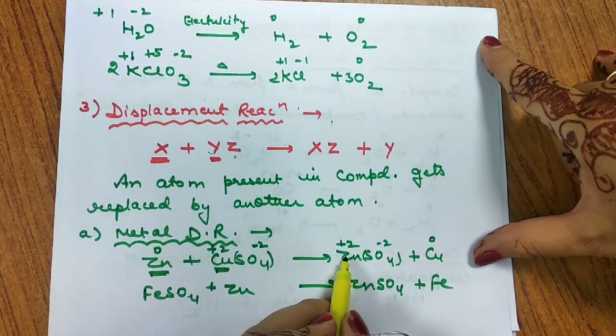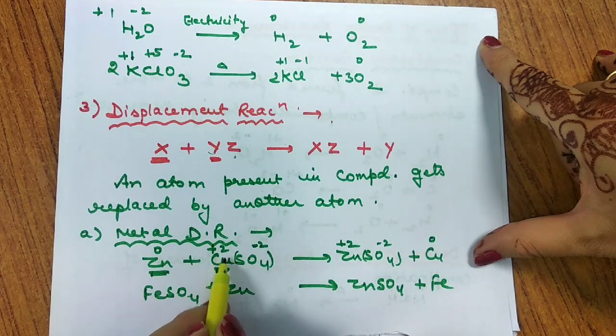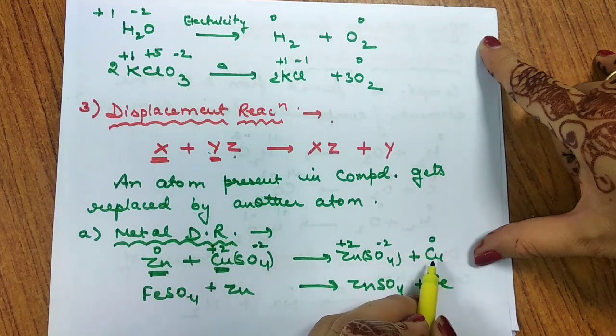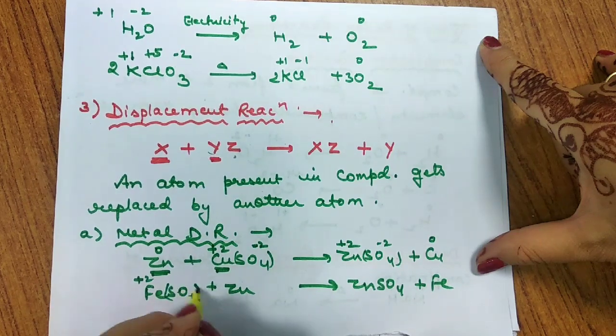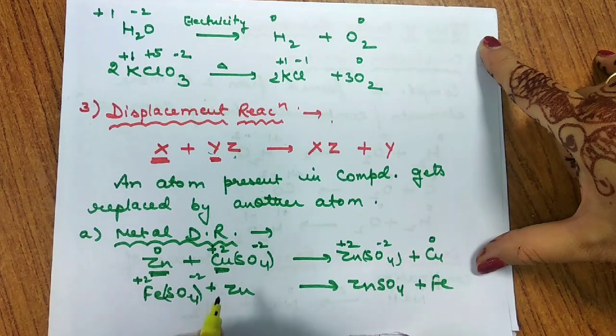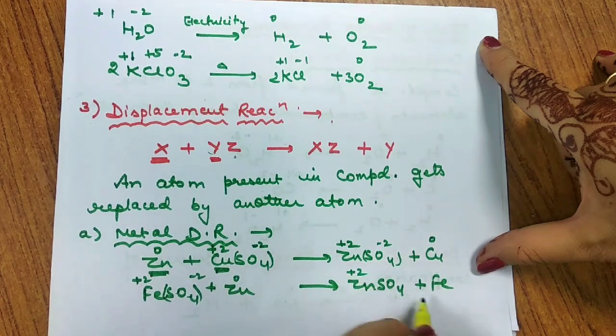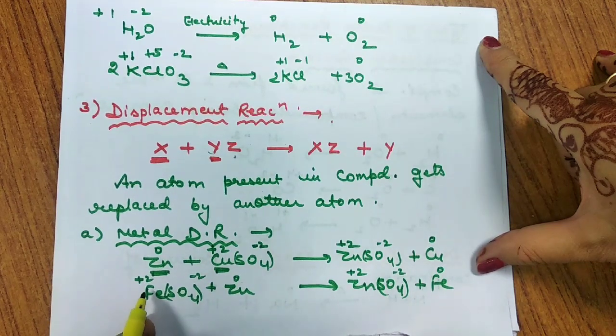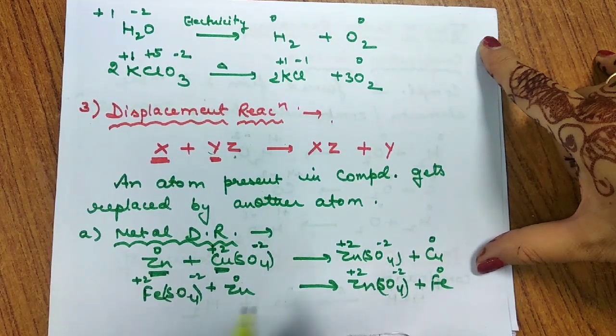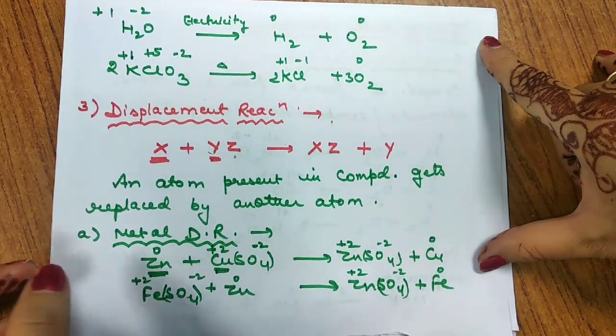Zinc changes from 0 to +2, undergoes oxidation. Copper goes from +2 to 0, undergoes reduction. Similarly in this case, iron is +2, the sulfate whole is -2. Individually, if you want to find it, sulfur is 6 and oxygen is -2. Again zinc is 0, zinc +2, this whole is -2 and iron is 0. So iron reduces from +2 to 0 and zinc oxidizes from 0 to +2. So this is an example of metal displacement.